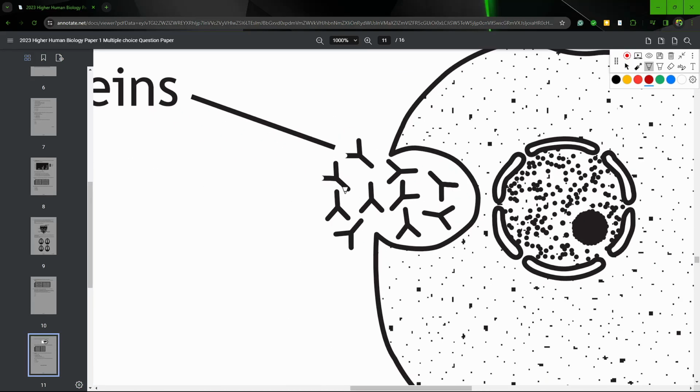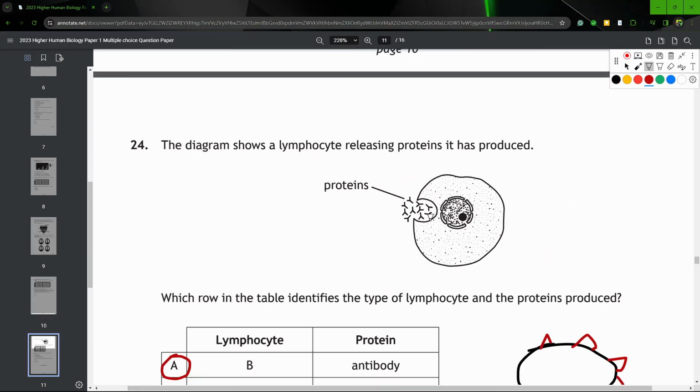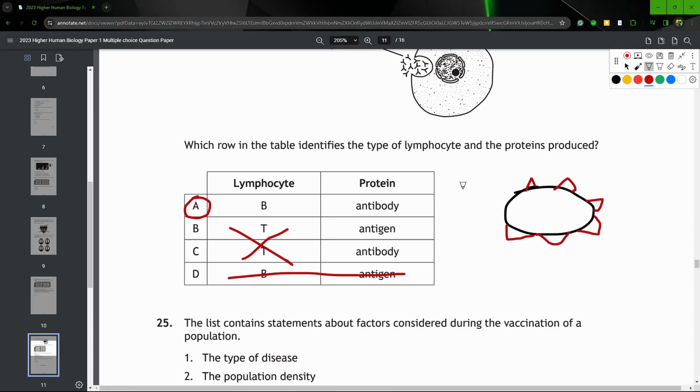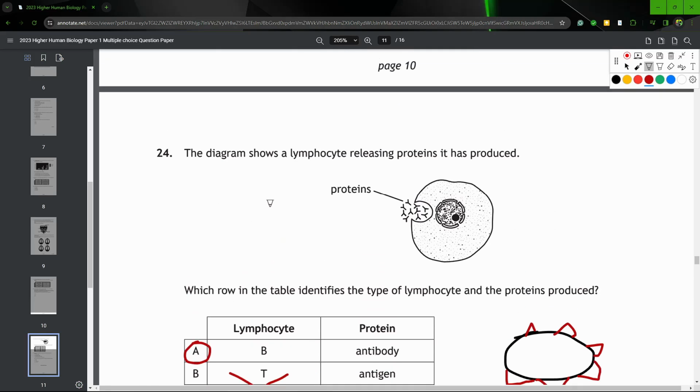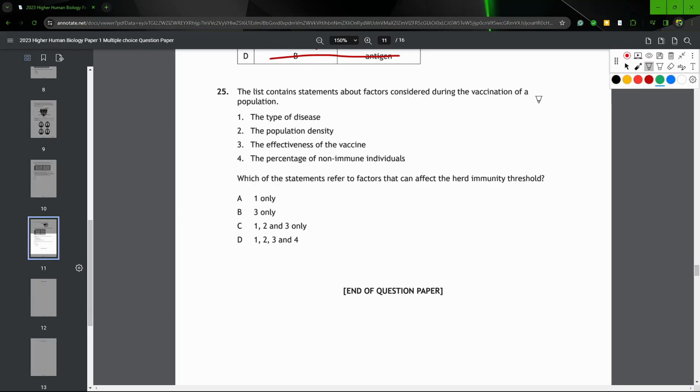Look at this, those are clear as day antibodies. Antibodies are Y-shaped proteins, remember? So 24 is A.